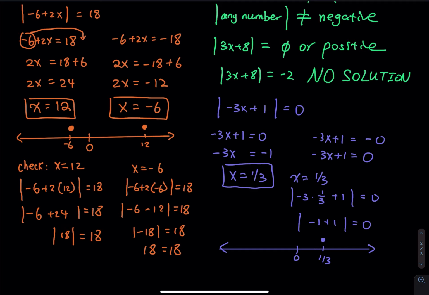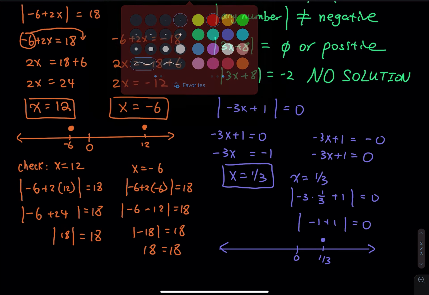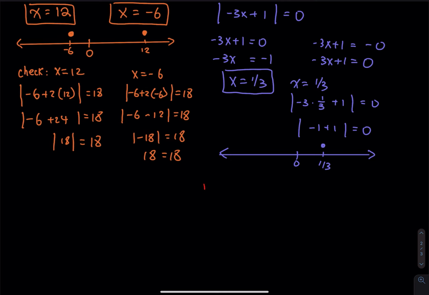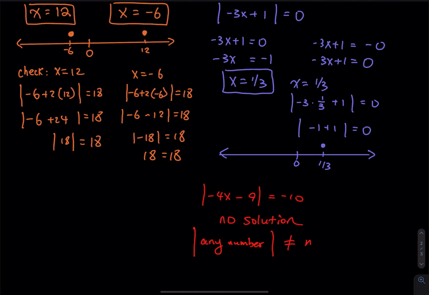Okay, so let me give you another one. How about this? We have the absolute value of negative 4x minus 9 equals negative 10. What's the answer? You should be able to tell in one second. The answer is no solution, right? So the answer is no solution because the absolute value of any number never gives you a negative.